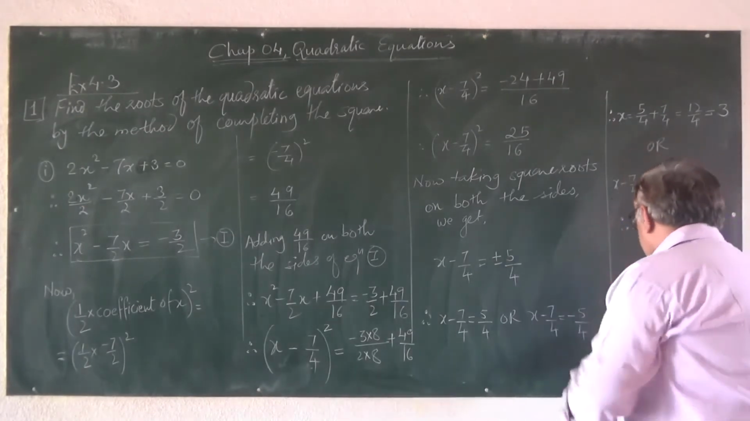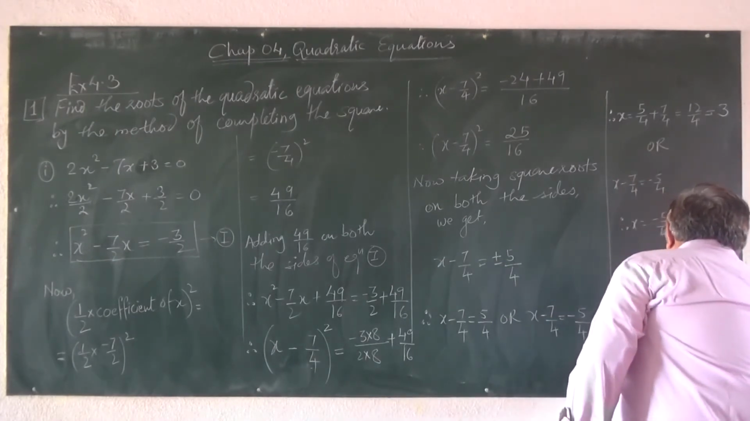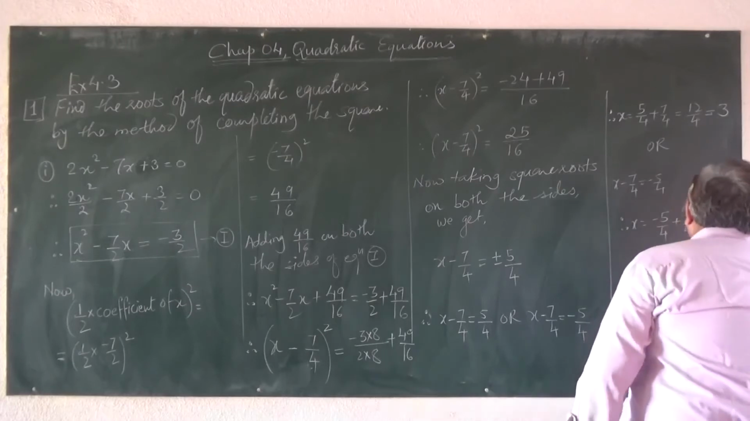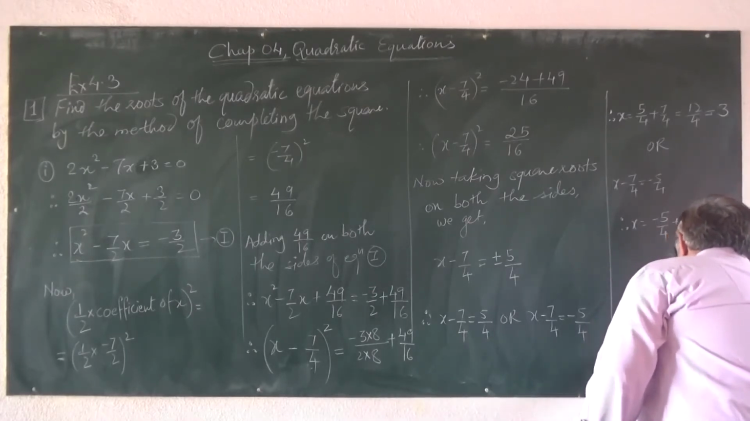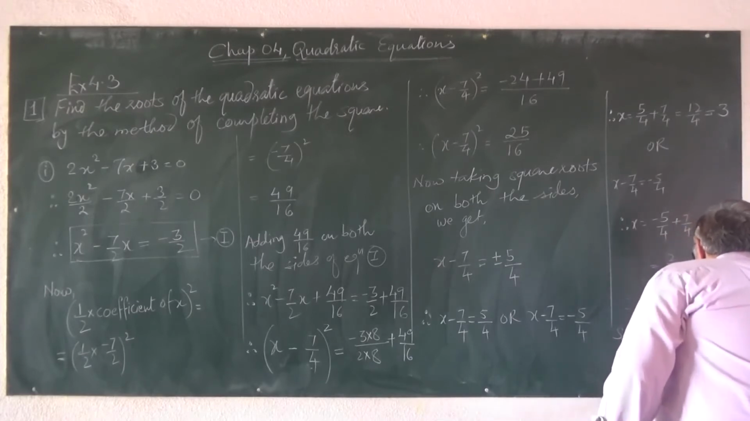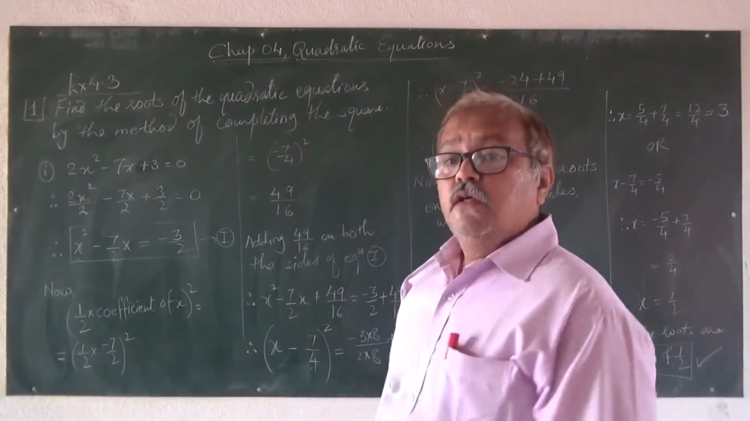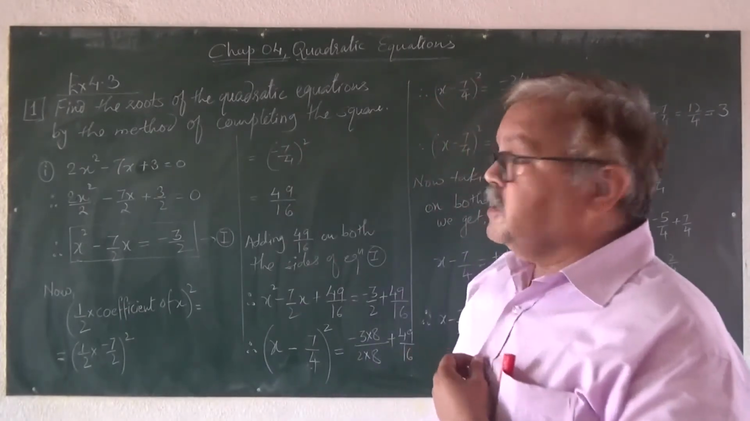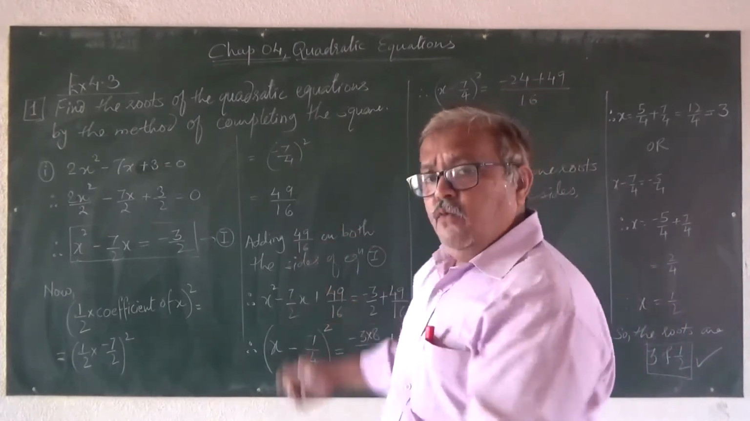So therefore, the roots are 3 and half. Okay, hope you have understood this method. This method is called finding the roots by completing the square method. I will take one more example.